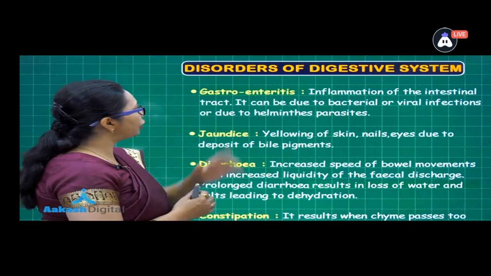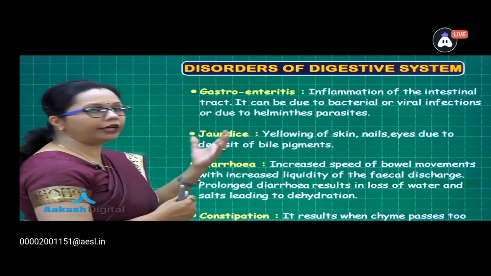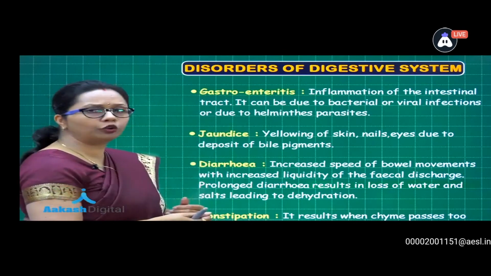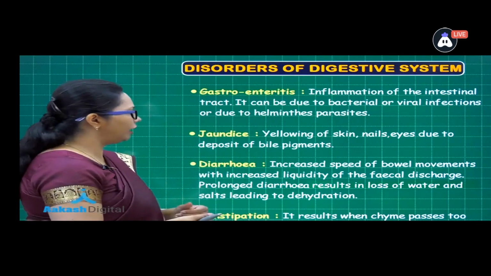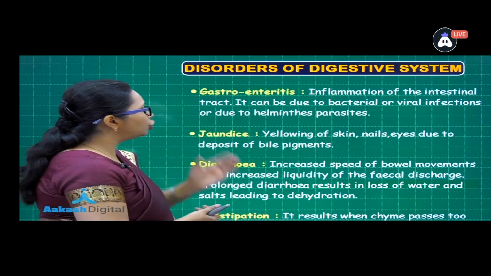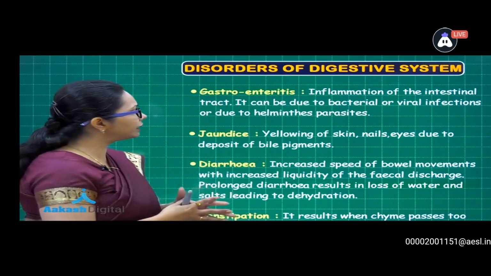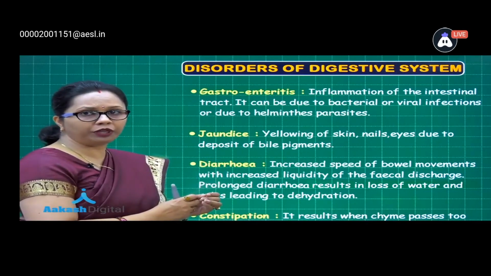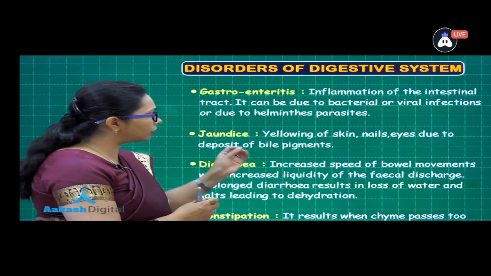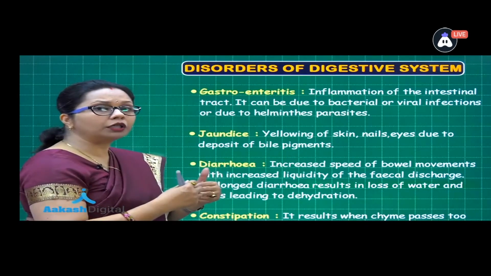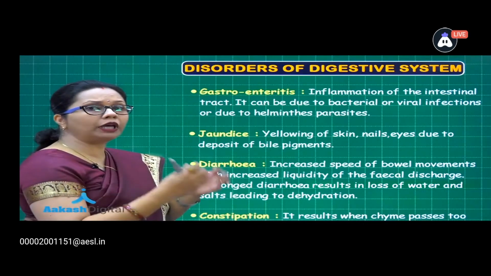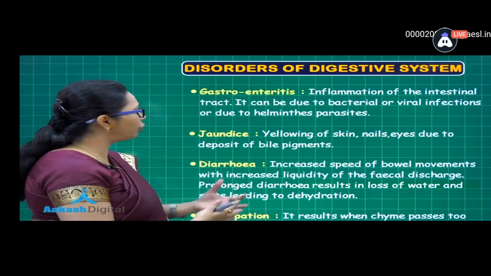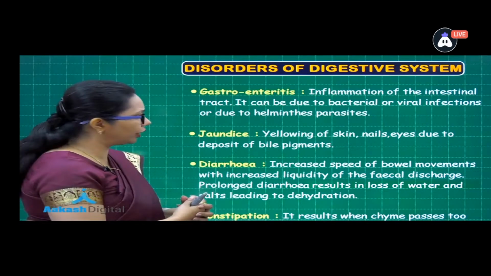So it is inflammation of the intestinal tract, and it could be because of an infection. And that infection could be bacterial, viral or helminths. Then another one, jaundice, where there is yellowing of the skin, nails, eyes, and that is due to excess bile pigments being produced. So in case the bile pigments are not easily removed from the body, or maybe there is obstruction in the bile duct and they are accumulating in the body, that will result in jaundice.